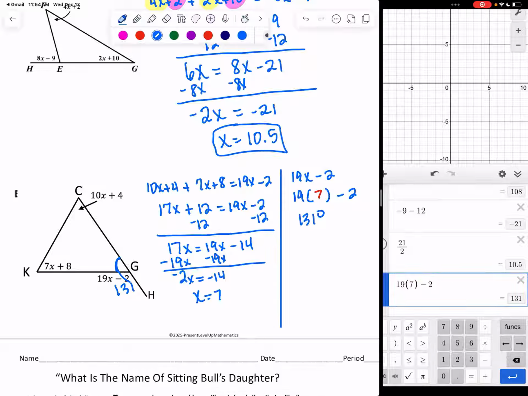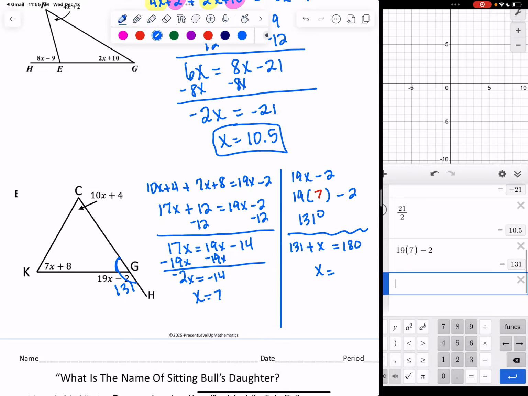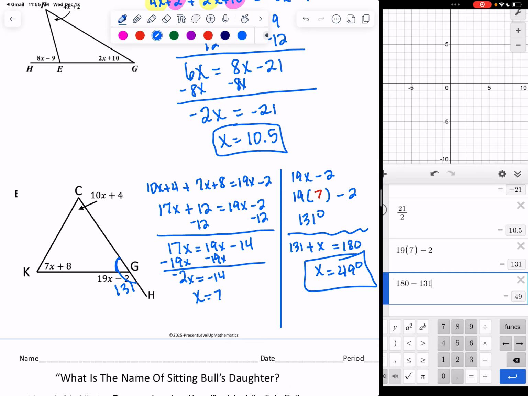So that means the other angle and that angle have to add up to 180. So 131 plus x is equal to 180. So subtract 131 from both sides. 180 minus 131 gives us 49 degrees. And that concludes today's lesson on exterior angles of a triangle.